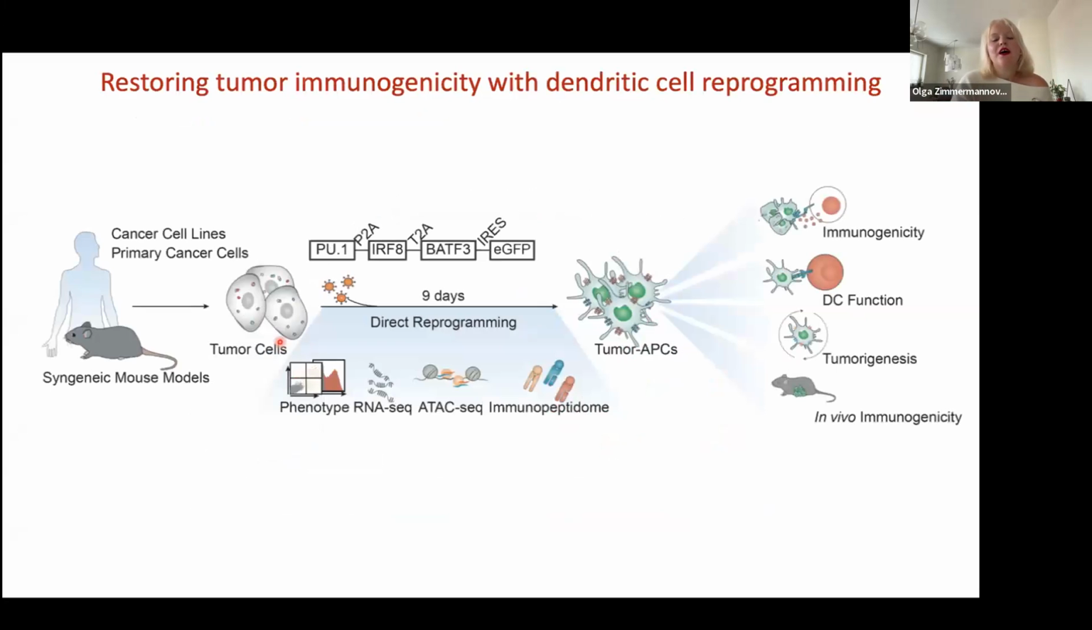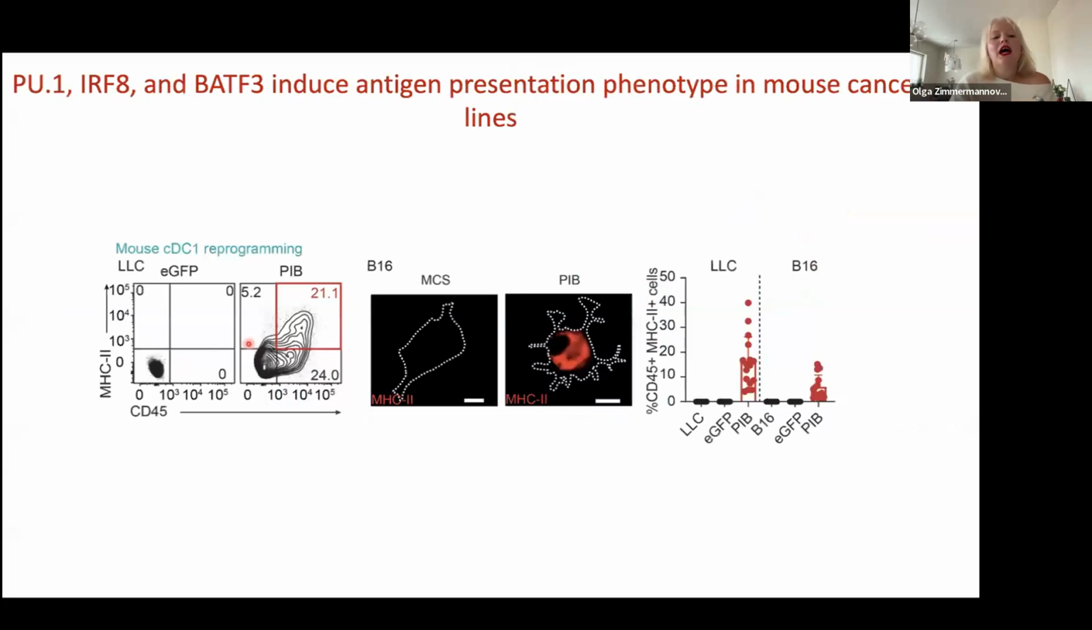To begin with, we wanted to test our hypothesis, and we gathered a panel of human and mouse cancer cell lines and primary cells. We wanted to know how these cells are changed during the reprogramming process: what's happening with their transcriptome, epigenome, how their phenotype is changing, and whether they are really gaining functions which are typical for cDC1 cells. In the mouse system, we started with reprogramming two poorly immunogenic cancer cell lines. One was LLC, derived from mouse lung carcinoma, and B16, which is derived from mouse melanoma.